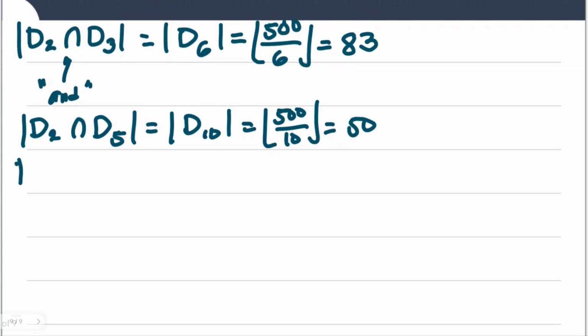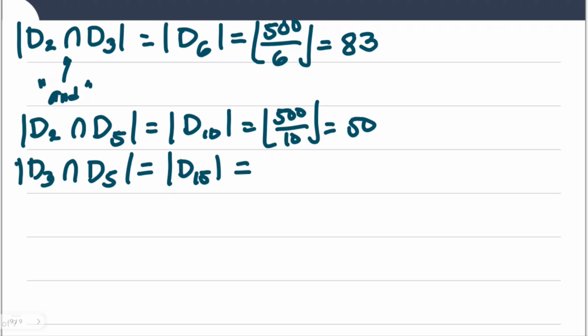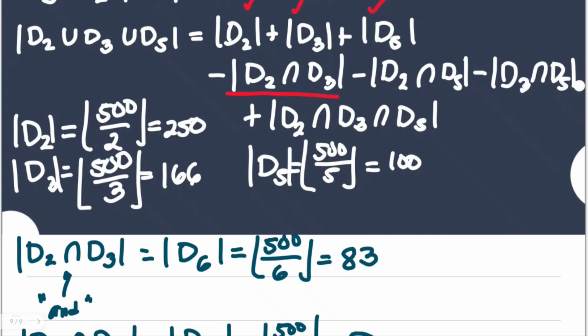Moving forward to divisibility by 3 and 5, how many integers are there? So we have here the cardinality of d sub 15, which gives us a result of 500 divided by 15. You can try it in your calculators. You will have a result of 33 point something. So divide by 15, my bad, by 15, and the floor of that is 33. So these are the items we'll be subtracting in these portions here, and we're already done with this.